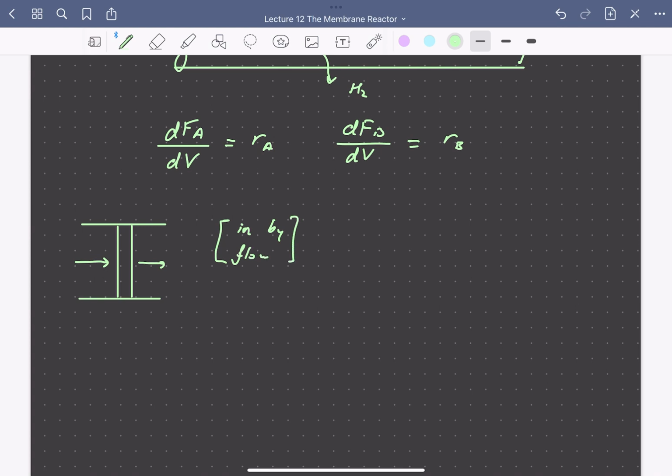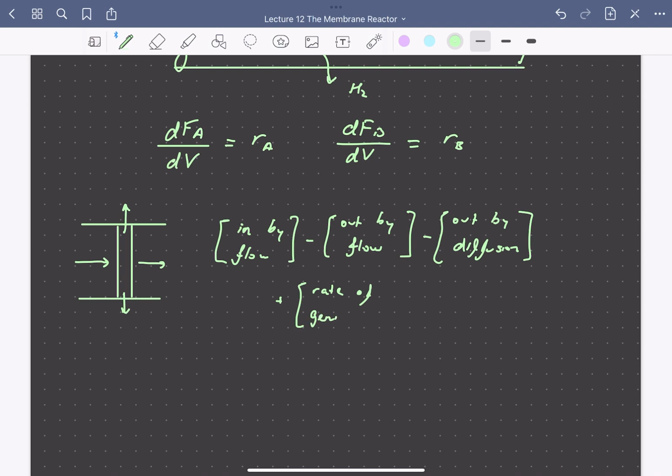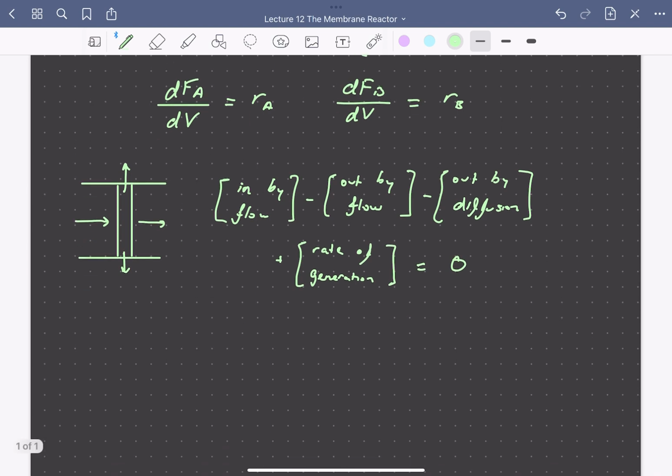So we can write that the hydrogen going in by flow into this differential slice, minus that coming out by flow, minus that leaving by diffusion, so that's hydrogen essentially going out the reactor walls this way, plus the rate of generation of C, in this case hydrogen, is equal to 0 if we're operating in steady state.